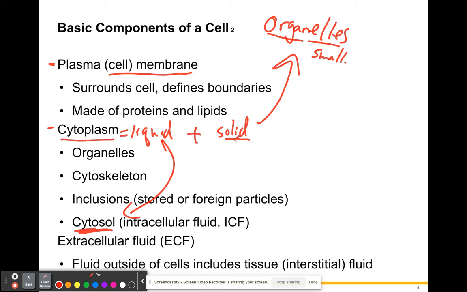It's kind of like your blood. Your blood has a liquid portion called plasma. The solid portions are your red blood cells and platelets and white blood cells. You add them all together, you call it blood. Here, we call the cytosol plus the organelles that are within the cytosol the cytoplasm.